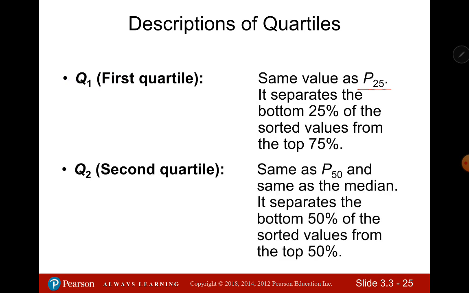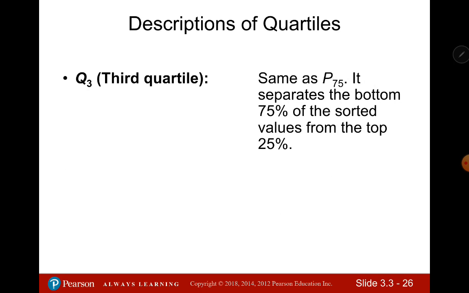So similarly, Q2 is P50. We can also say it's just the median. It's just the same as the median. So it separates the data into two parts: the top 50% and the bottom 50%. Q3 is just P75. It separates the data into the top 25% and the bottom 75%. Okay.